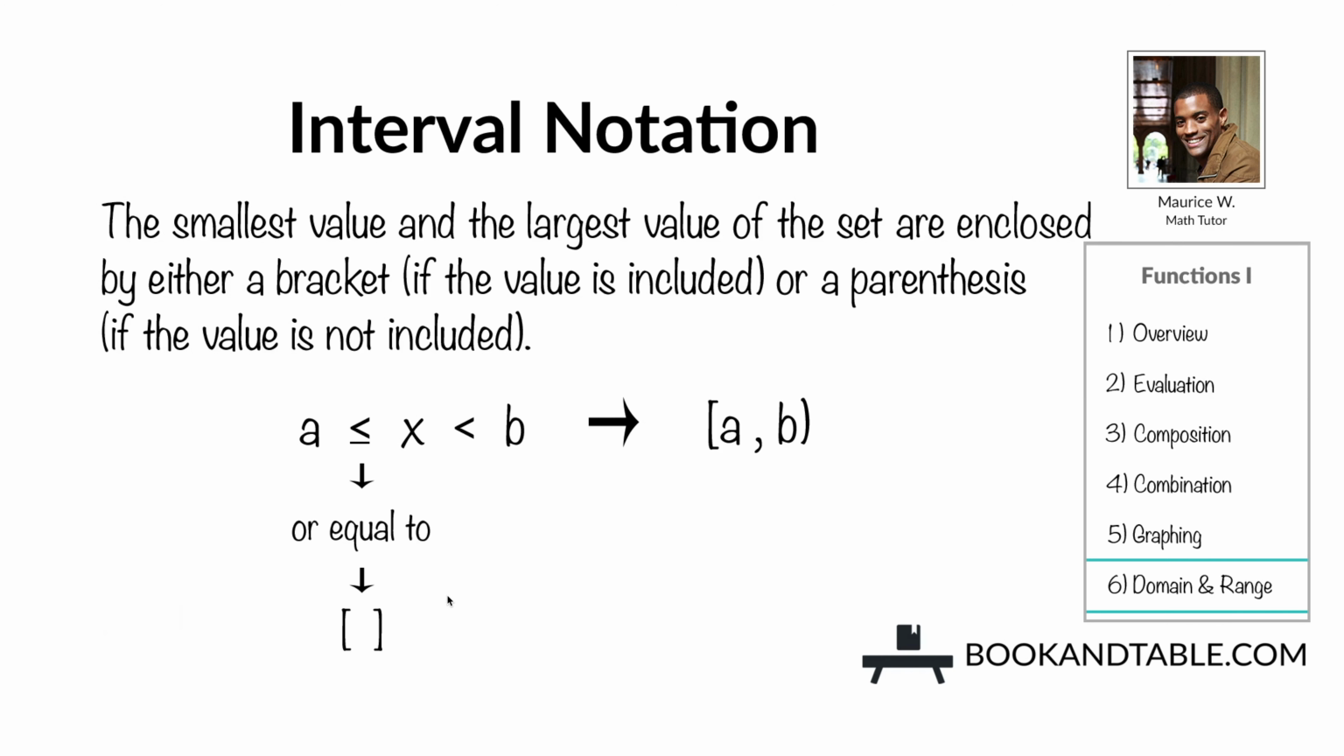The smallest value and the largest value of the set are enclosed by either a bracket, if the value is included. So we have less than or equal to, so x can equal a. So we use brackets. So that is why we have a bracket here beside a. Or a parenthesis if the value is not included. So that would be this portion here. We have x is less than b. But since x is not equal to b, we're going to use parentheses in those cases. So that is why here we have b, the larger entry, has a parenthesis to the right of it.